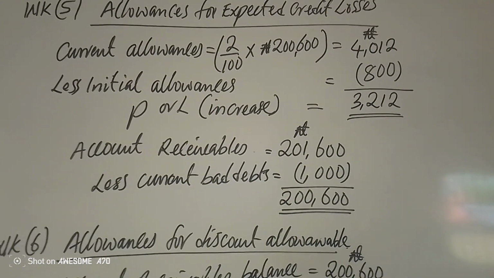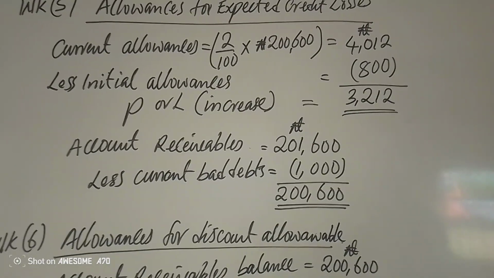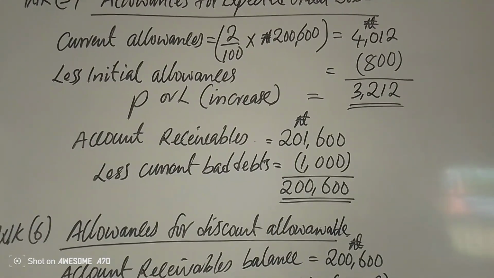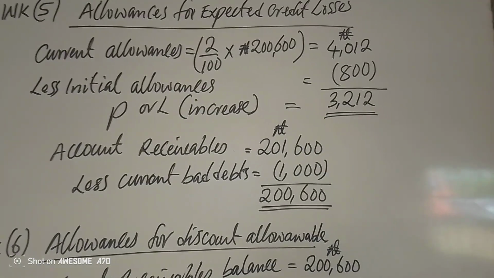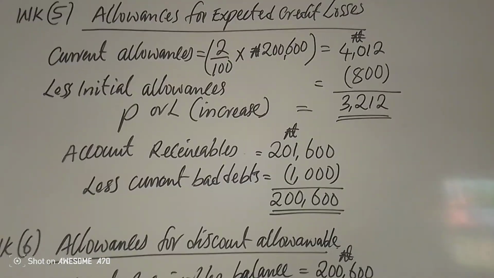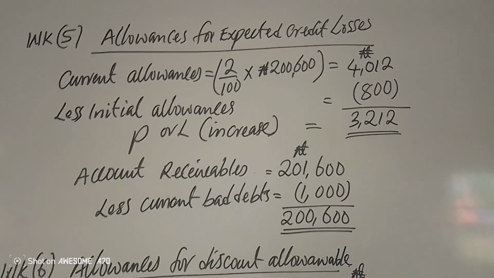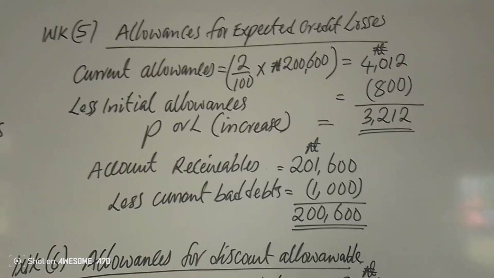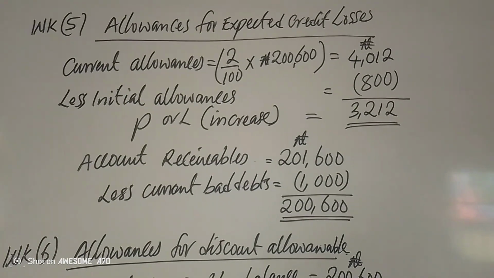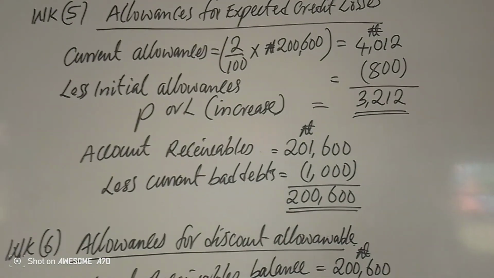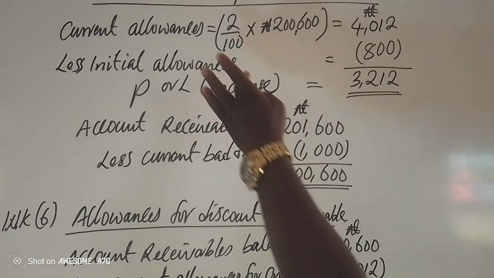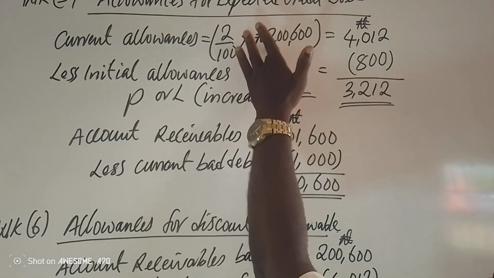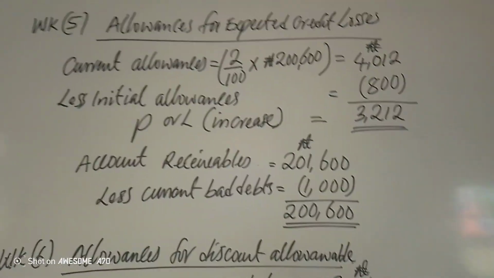Mind you, you must follow the procedure of what I'm saying, otherwise you get it wrong. If there is bad debts in additional information, you must deduct from the account receivable before you calculate the percentage on the balance. But if there was no bad debt additional information, go straight and work the percentage on the balance. Even if the initial one is given, don't deduct. It is only the current one that you deduct from account receivable before you work the percentage on the balance, as in this case. So now we say 2% of 200,600 gives you 4,012 naira.